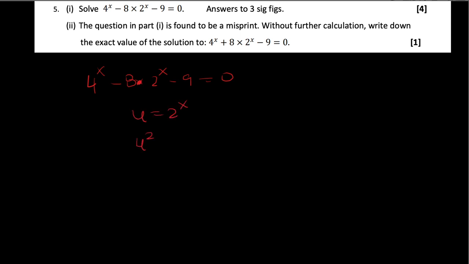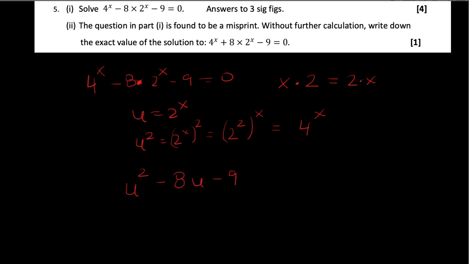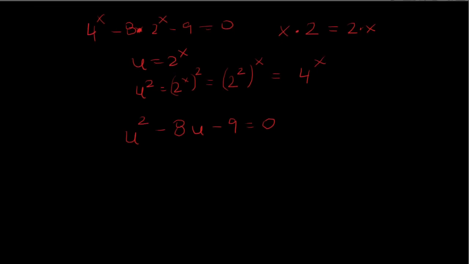Then u squared will be (2^x)^2, which is the same thing as replacing the 2 and the x. The idea is that when you multiply, x times 2 is the same thing as 2 times x, right? This is the commutative property. So this is 4^x. So 4^x is just u squared, 2^x is u, and I just need to solve for u right now.